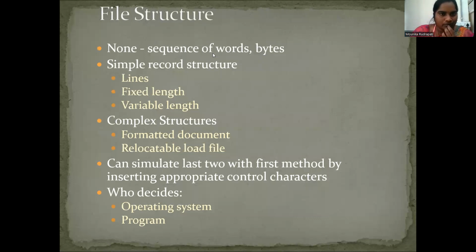So, file structure. None means a sequence of words or bytes. Simple record structure is lines, fixed length and variable length. Complex structures are formatted document and relocatable load file. We can simulate the last two with the first method by inserting appropriate control characters.